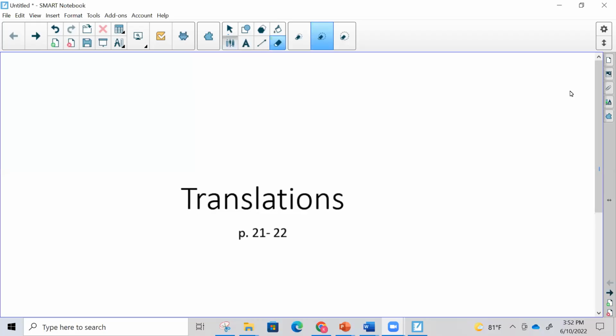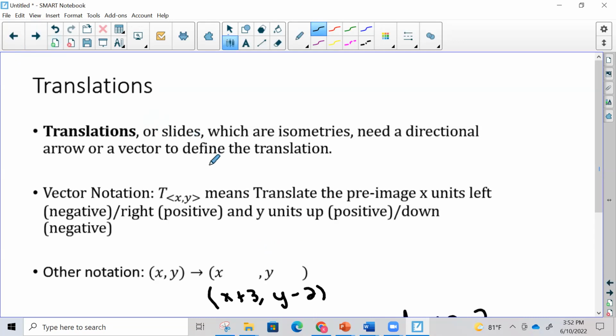Okay, so in this video, we're gonna look at translations. It starts on page 21 of the packet. It actually goes to 23. Okay, so first thing, what is a translation? Translation is pretty much we're sliding the figure over. It is an example of an isometry. Remember, an isometry means that the image and the pre-image are congruent, and they are in a translation. If you slide something, you don't change the sides of it.